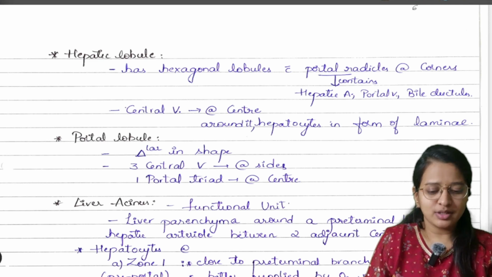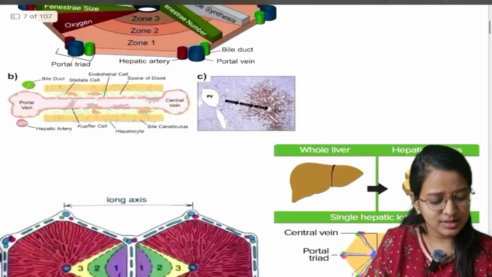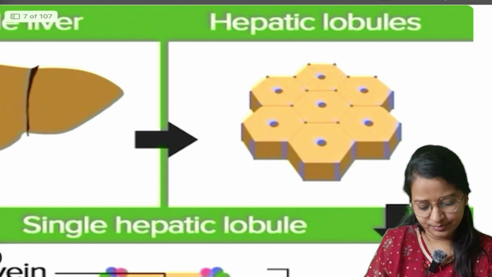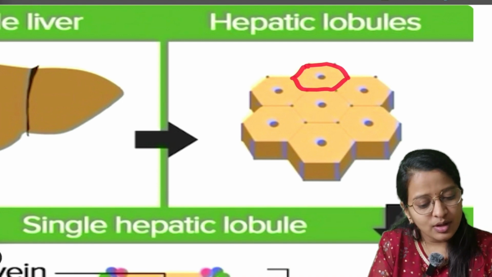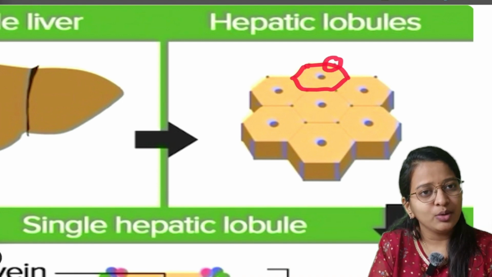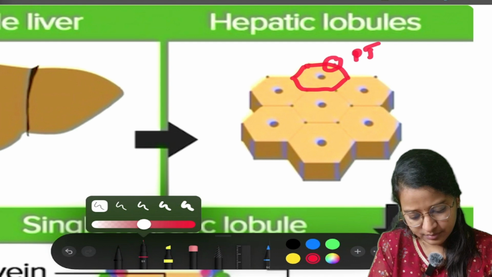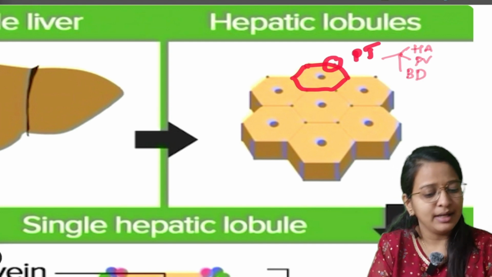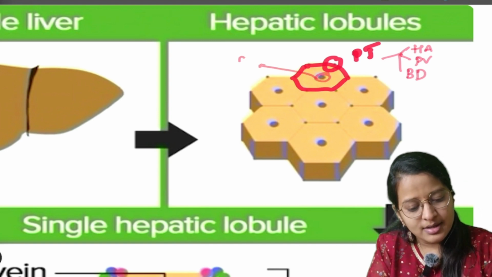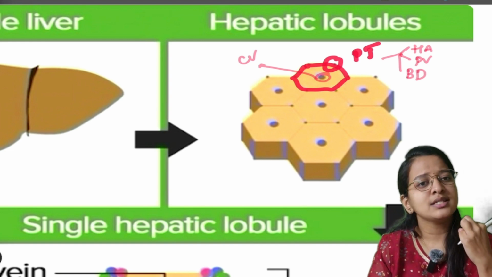So coming to the terminologies: hepatic lobule, portal lobule, and liver acinus. No need to learn this by heart. Let us see it in the picture. We all know that the hepatic lobule is hexagonal, right? Each corner is formed by a portal triad, and this portal triad has hepatic artery, portal vein, and bile duct. And the center is formed by the central vein. So this is your hepatic lobule: hexagonal, corners by portal triad, center by central vein.